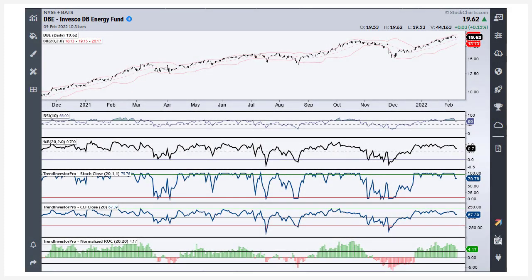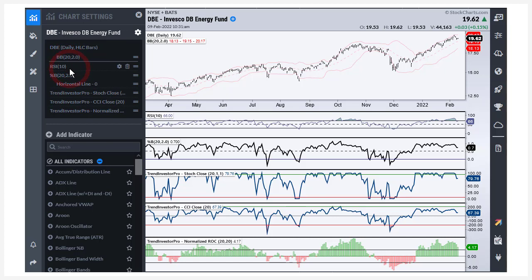So here I am on StockCharts ACP, and I've got the 5 indicators that make up the Momentum Composite. If I go over to the top left and open up the chart settings, there you can see these 5 indicators. Now, 2 are duplicates, Bollinger Bands and %B. I use %B to identify that oversold signal in Bollinger Bands when you dip below the lower band.